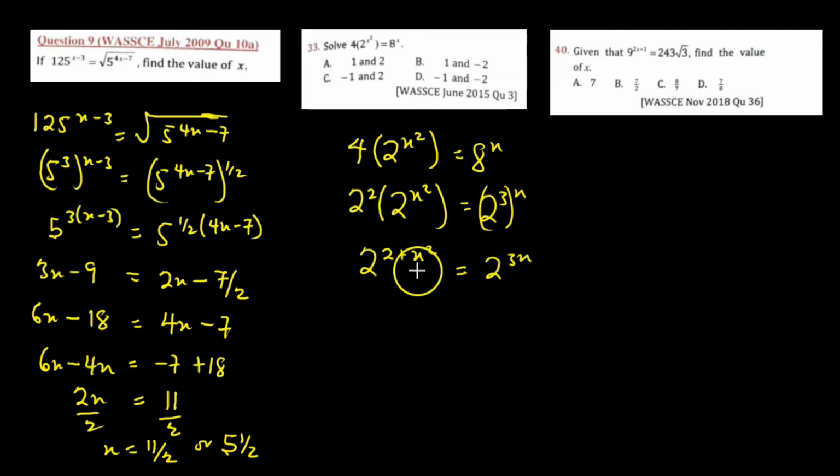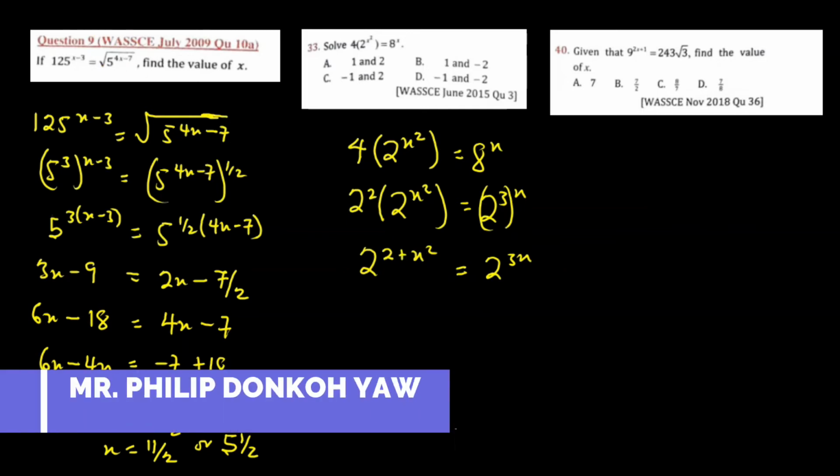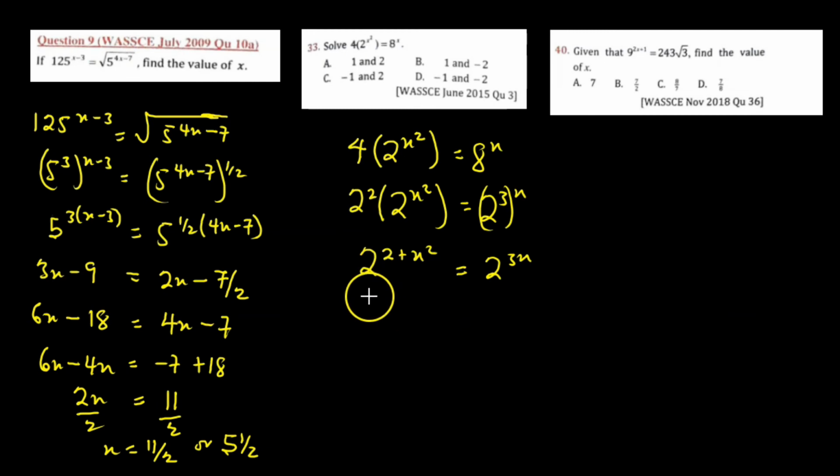So at the moment, we actually have to do away with the base and then work with the powers. So doing away with the base, we are left with 2 plus x squared equal to 3x. If you look at it carefully, it tells you that you are getting a quadratic equation to solve. So regrouping and equating to 0, we'll have it as x squared minus 3x plus 2 equal to 0.